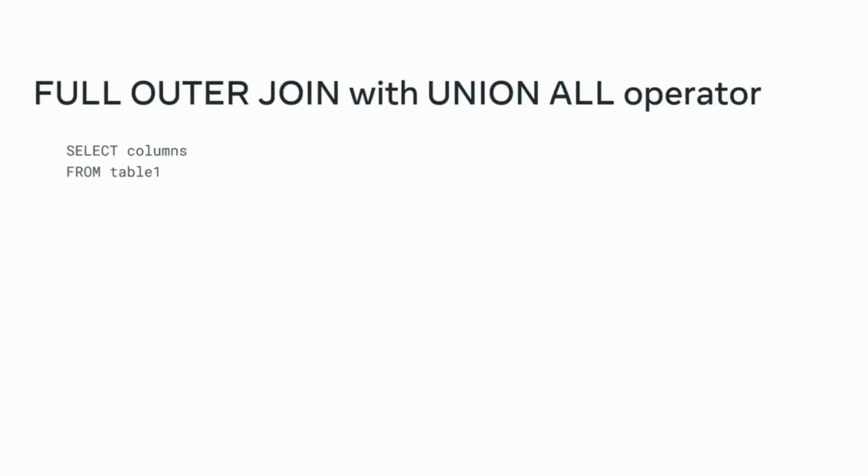Here's how to emulate a full outer join using a union all operator. First, type a select command followed by the names of the columns that you require. Then use a from clause to target the first table, which is your left table. Next, use a left join clause to join the first table with the second table, the right table. Then use an on keyword and dot notation to equate the matching columns between the 2 tables.